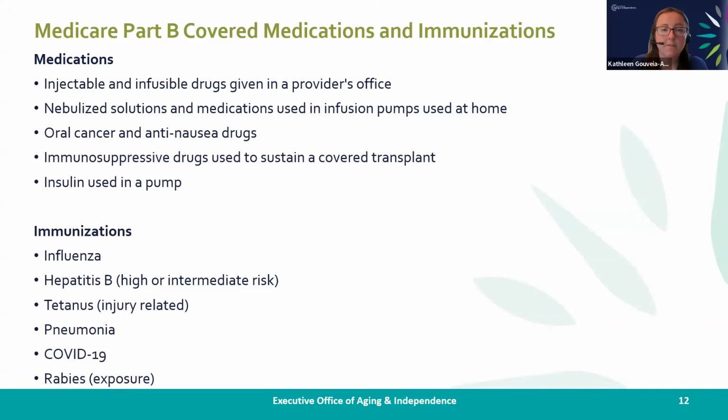Medicare Part B also covers medications and immunizations. Medications such as injectable and infusible drugs that are given in a provider's office, nebulized solutions and medications used in infusion pumps used at home, oral cancer and anti-nausea drugs, immunosuppressive drugs used to sustain a covered transplant, and insulin that is used in a traditional insulin pump. Medicare Part B also covers immunizations such as influenza, hepatitis B, tetanus, pneumonia, COVID-19, and rabies.